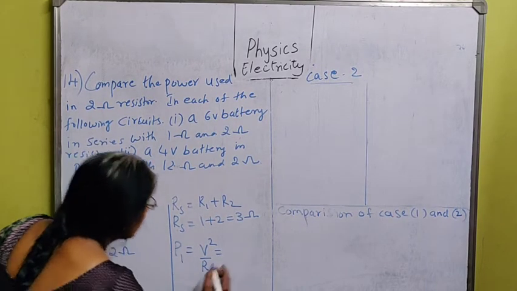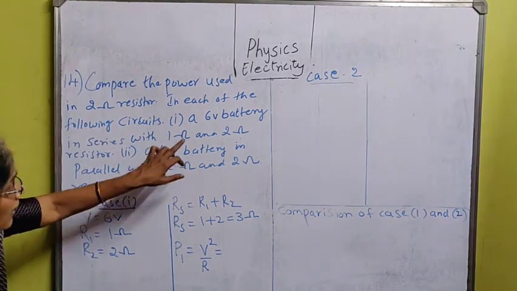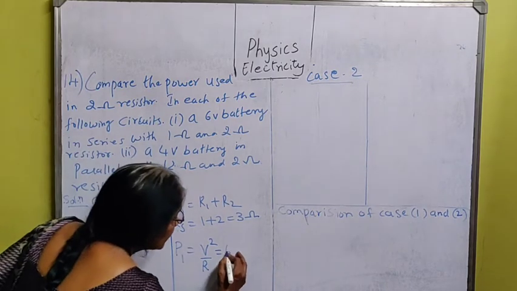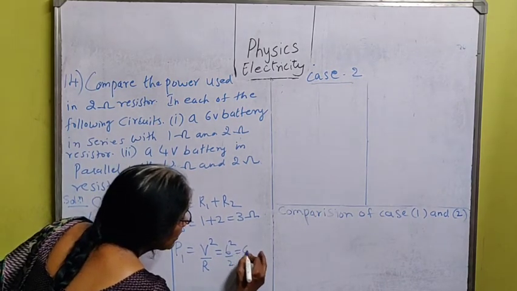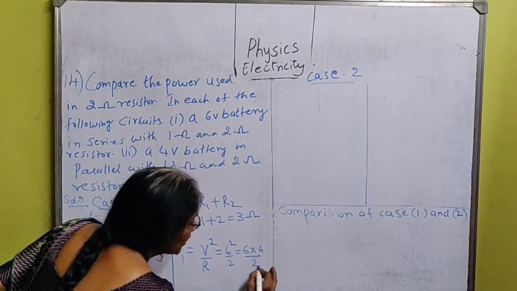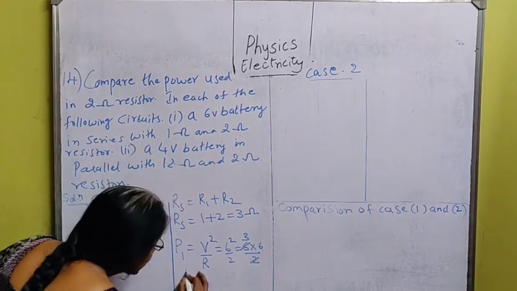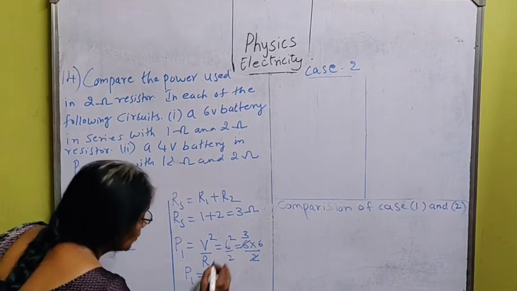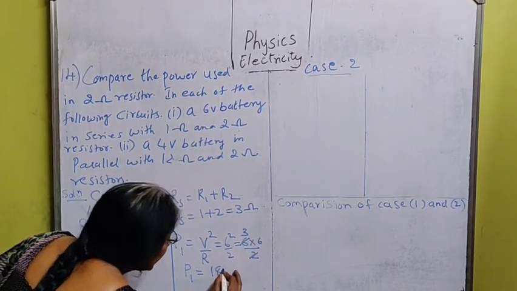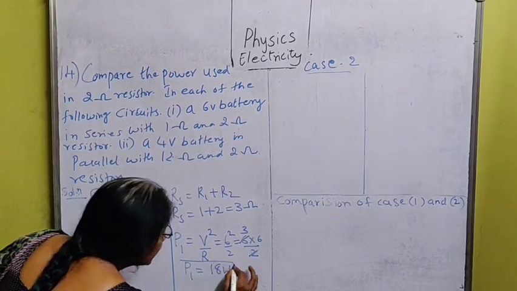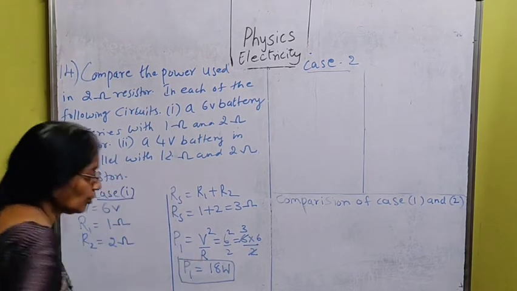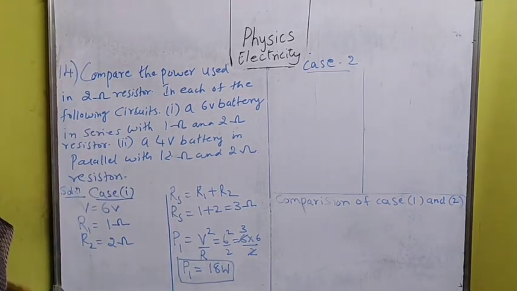So it will be equal to, V is what? 6 square. So 6 square by 2 is equal to 6 into 6 by 2. 2 ones are 2, 2 threes are 6. So what did you get? P1 is equal to 3 6s are 18 watt. So this is what we need. P1 is equal to 18 watt.